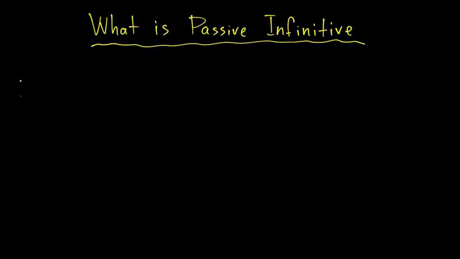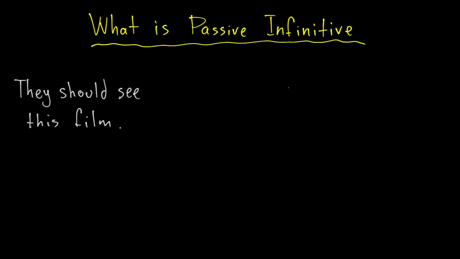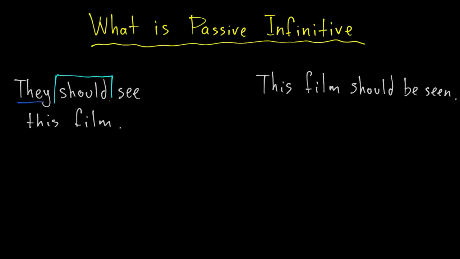First, they should see the film. And second, this film should be seen. So let's take a look at the first one. They should see this film. Here we have actor or subject, they. Then we have should, and of course we remember should is a modal verb. And then after should we have infinitive, because we always use infinitive after modal verbs. So here we have bare infinitive, see, and then we have some other words. It's basically an object.